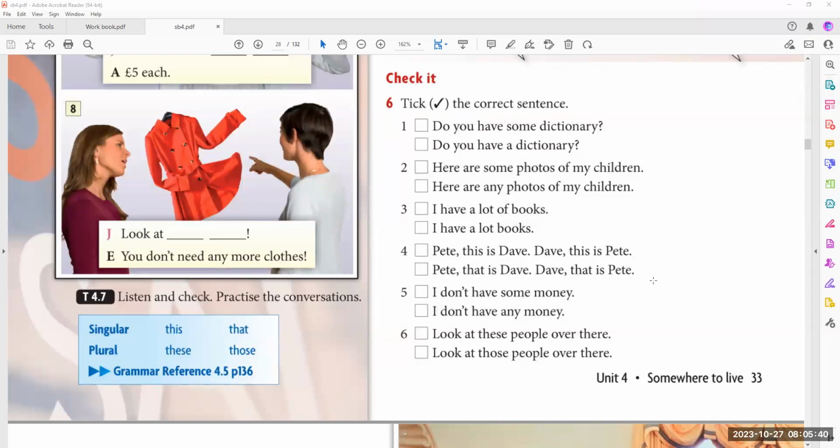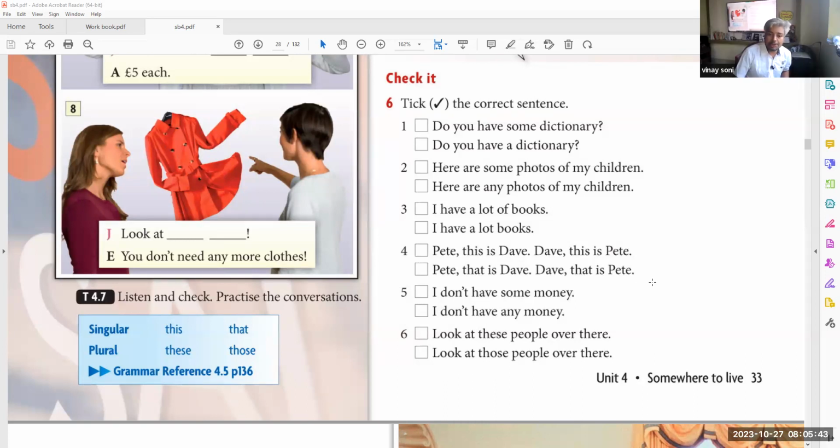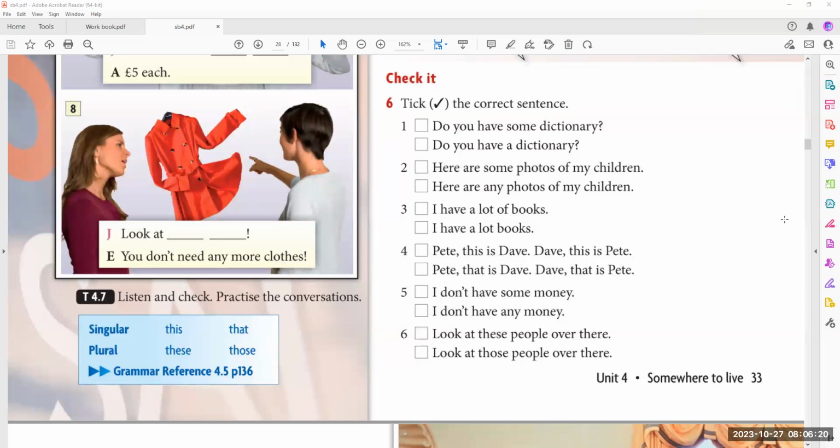Right. Do you have some dictionary is not correct because it's a question sentence. We don't use some in questions, and dictionary is singular. So we say some dictionaries. So there are 2 problems with the first sentence. One, we say some dictionary, it should be some dictionaries. And it's a question sentence. So it should be, do you have any dictionaries? Okay, or do you have a dictionary? Do you have a dictionary?